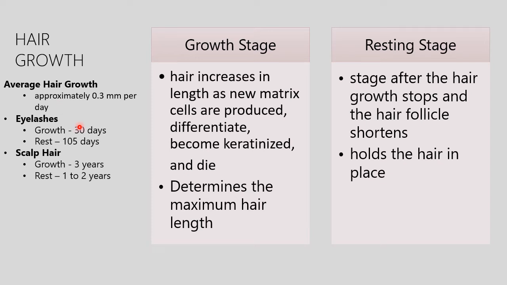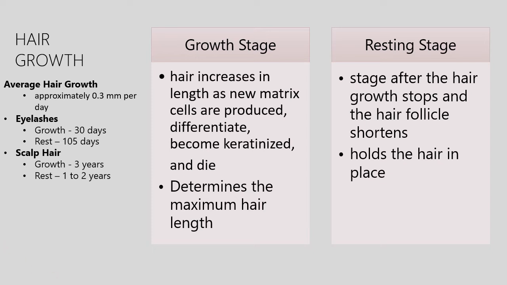For eyelashes, the growth stage would take 30 days. It continues to grow and then it stops for 105 days. For your scalp hair, the growth is 3 years and continues, and then it rests, stopping growth for 1 to 2 years. Cutting, shaving, or plucking hair will not alter the growth rate or the character of hair. But it can feel coarse and bristly shortly after shaving because short hairs are less flexible.